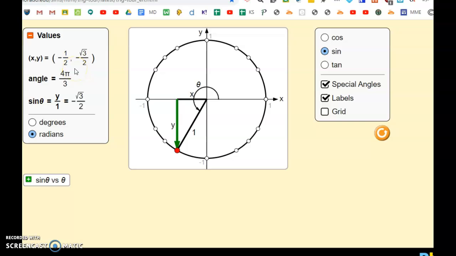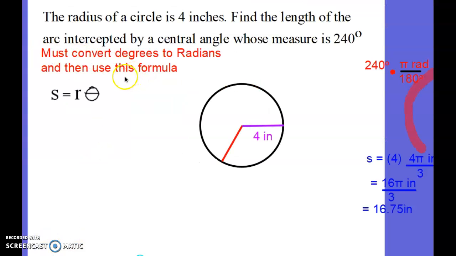So that leads us into the next question in our packet. The radius of a circle is 4 inches. Find the length of the intercepted arc. Well, they would like to know how long this red arc is. We know that the central angle is 240.